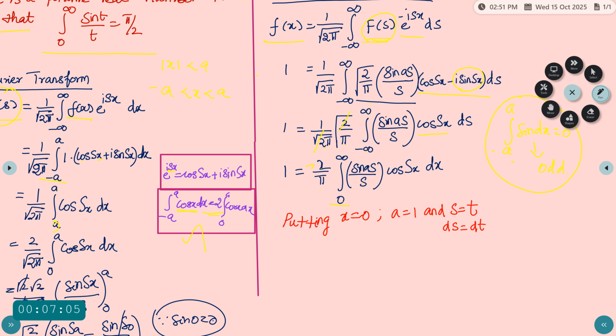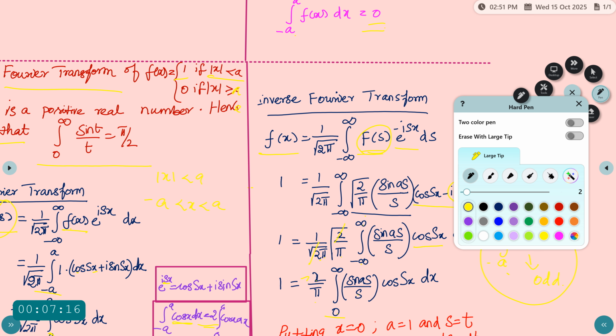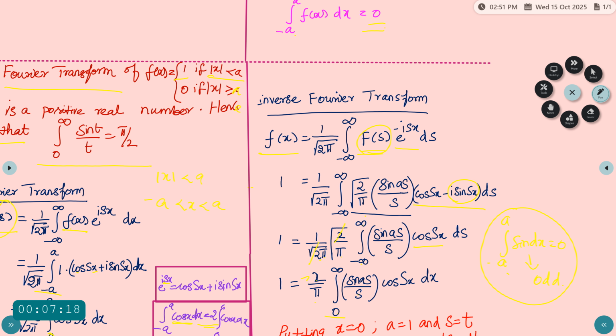Here there is no need to integrate the function, because let's see the question. In our question, they ask the value of the integration only. So we are going to prove that value. What is that? The integral from 0 to infinity of sin t by t equals pi by 2. So here there is no need to integrate the inverse.